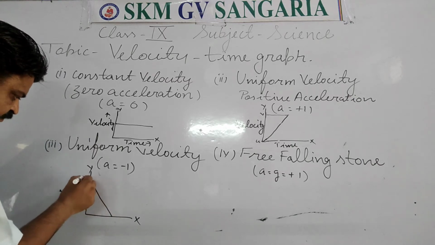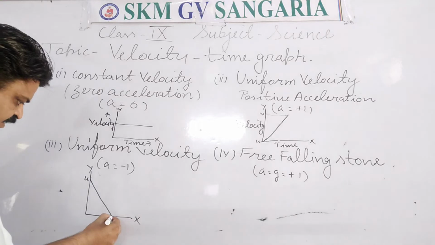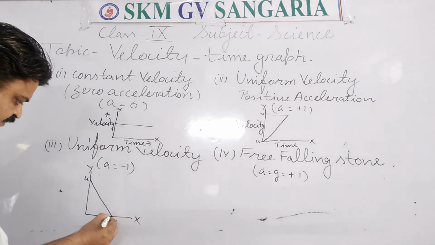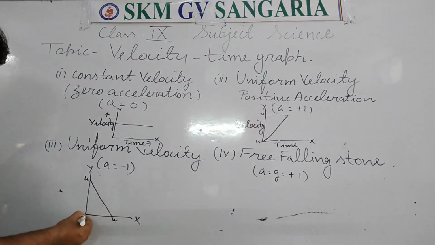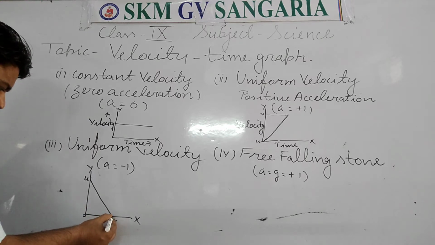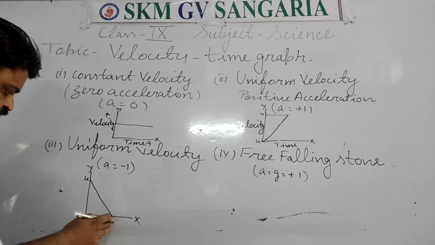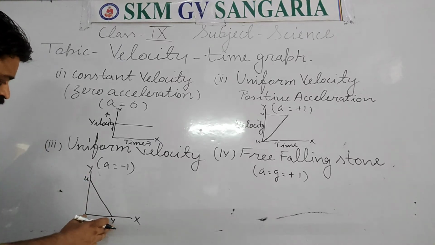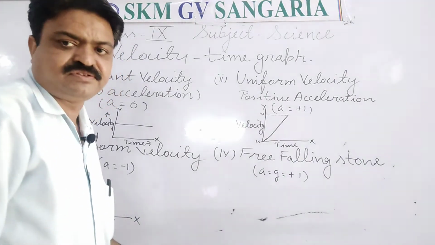It is the initial velocity and this velocity is final, and it is on the time axis, meaning this point will be on the time axis and here it is 0. So in this, student, what have you understood? That here the initial velocity is more than the final velocity.